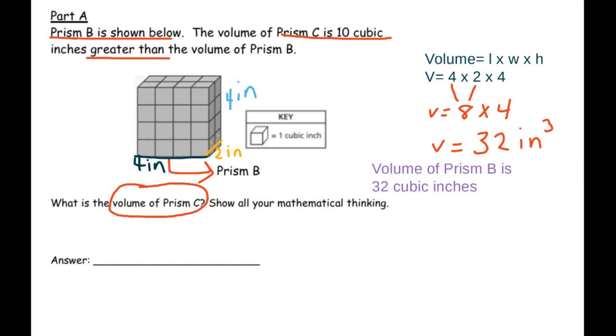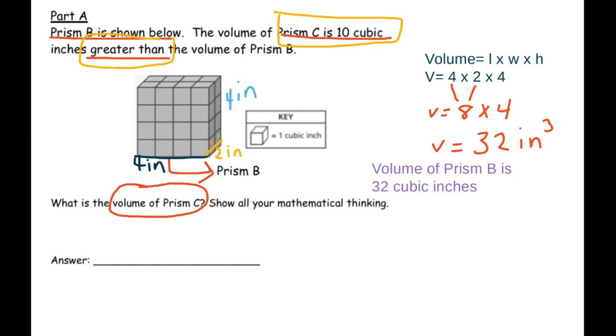Now, remember back in the problem told us that prism C is 10 cubic inches greater. That's important. It's 10 cubic inches greater. So if I know it's 10 cubic inches greater, that means it's 10 cubes more. And if it's 10 cubes more, what operation are we going to do in order to figure that out? If you select adding, you're correct. I'm going to add 10 to 32, and that'll give me the 10 cubic inches more that I'm going to need in order to figure out prism C.